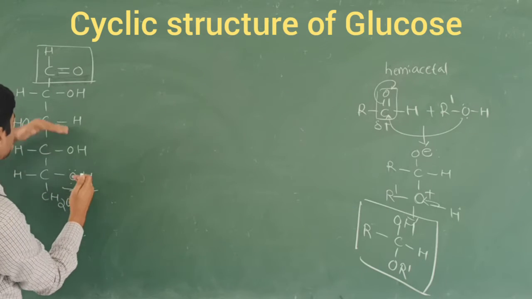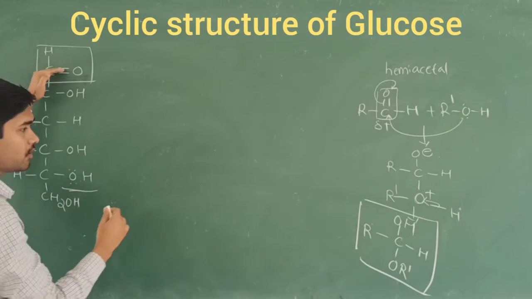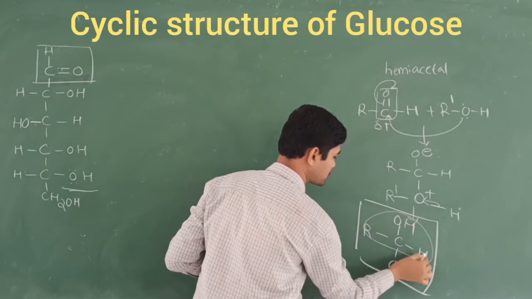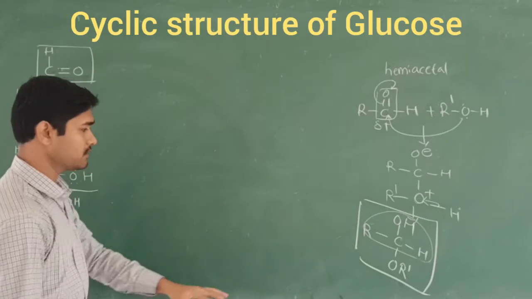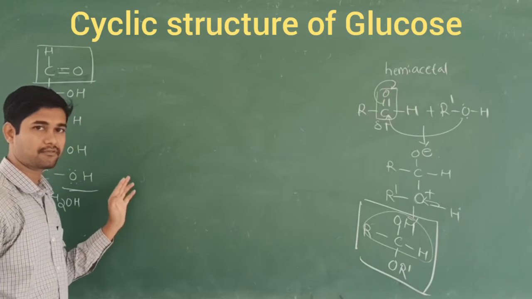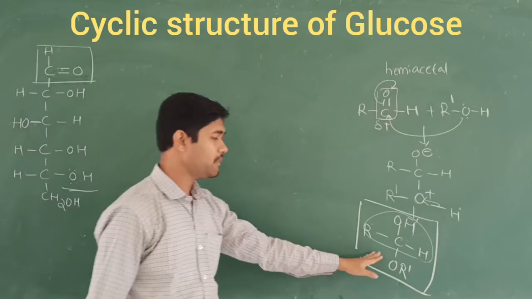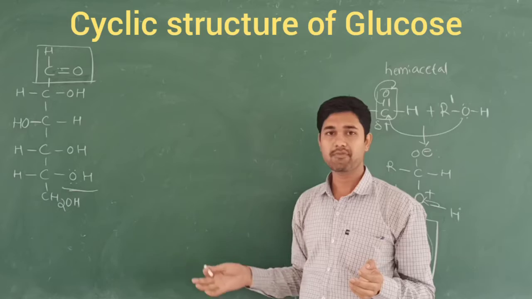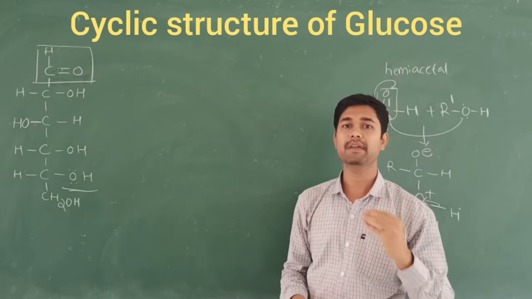What happens? This ROH is going to react with the carbonyl function. We are going to make its form like this, CHOH, like this form will take place here, in the form of a hemiacetal. Now it becomes a hemiacetal. When glucose converts into cyclic form, that is called a cyclic hemiacetal.